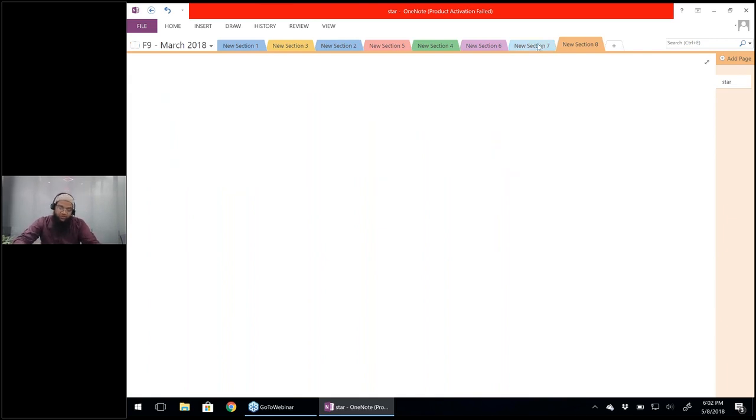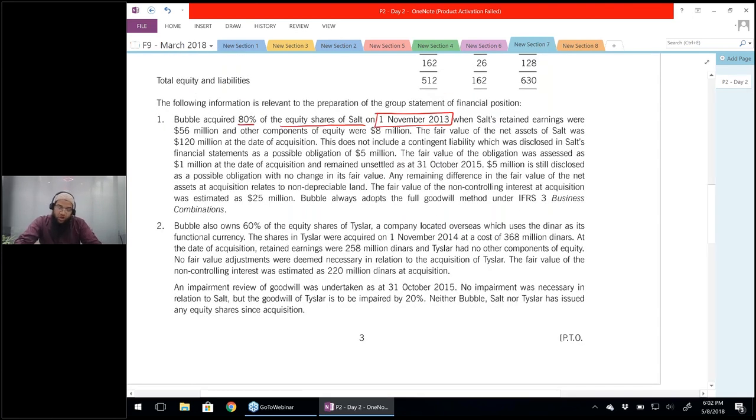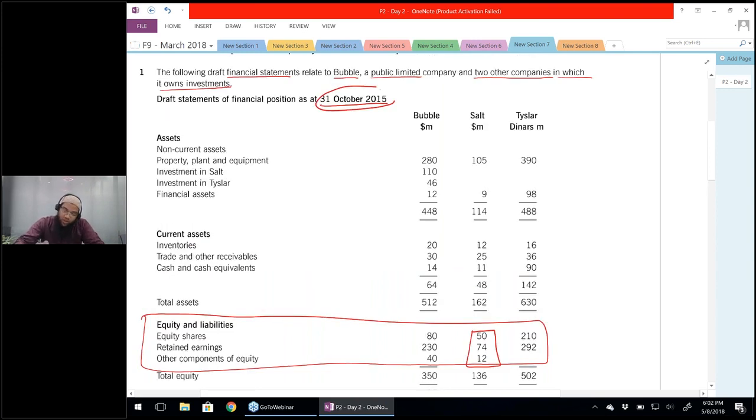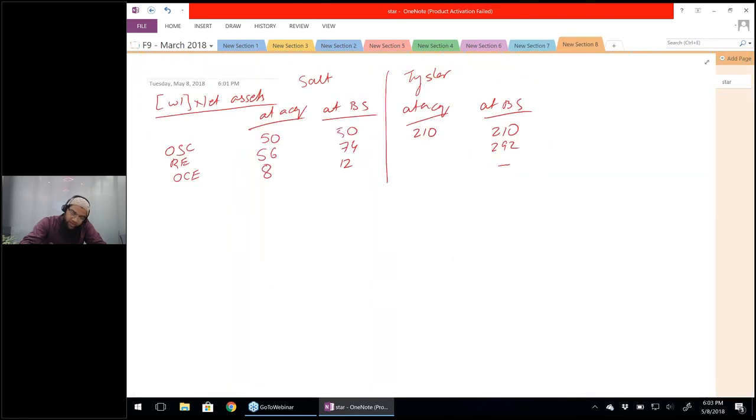Now let's read the question from the adjustments, where the question says that Bubble acquired 80% of the equity shares of Salt on 1st November 2013, which is how many years back? Let's see the date at the balance sheet. It was 2015. And we have acquired the shares in 2013, which is 2 years ago, when Salt's retained earnings were $56 million and other components of equity were $8 million. So this is going to be 56 and this is going to be 8.